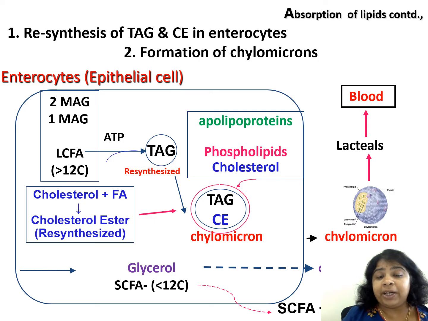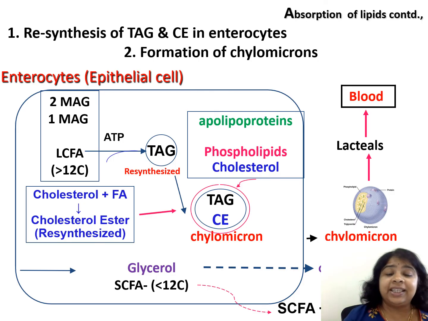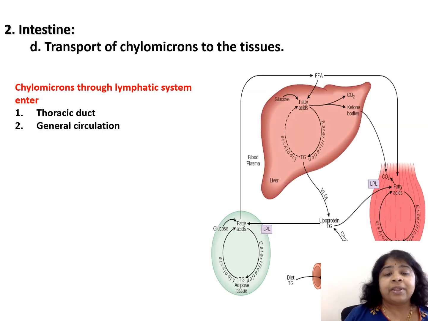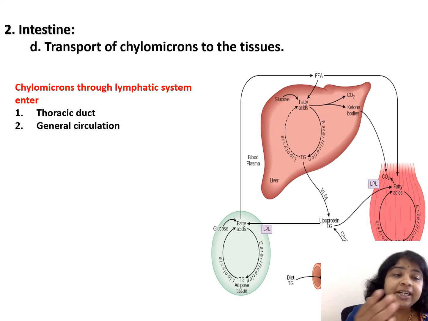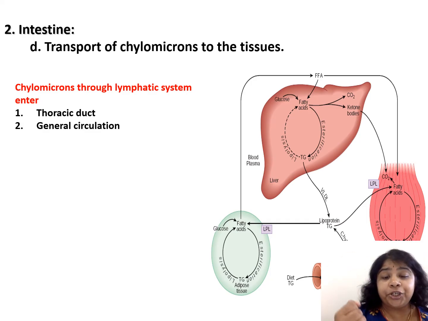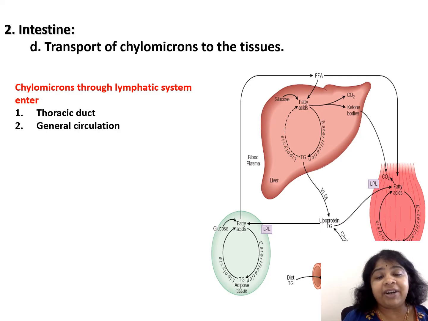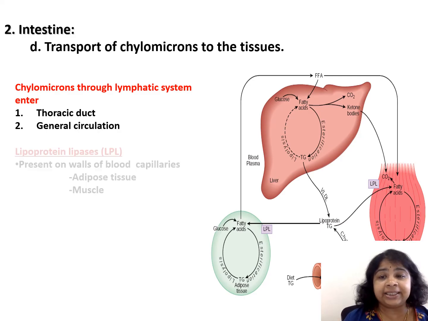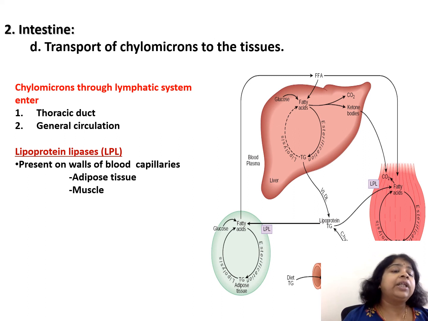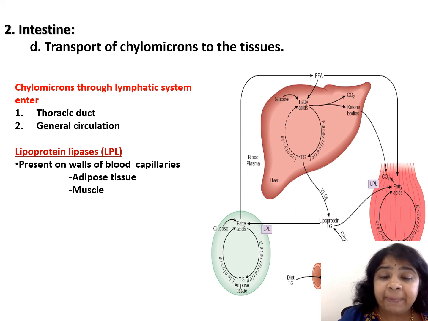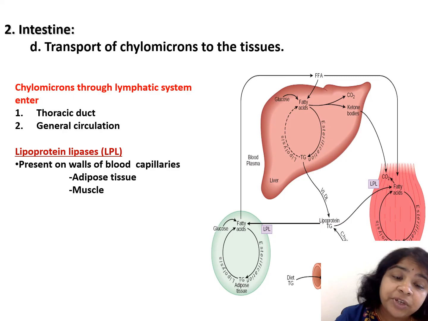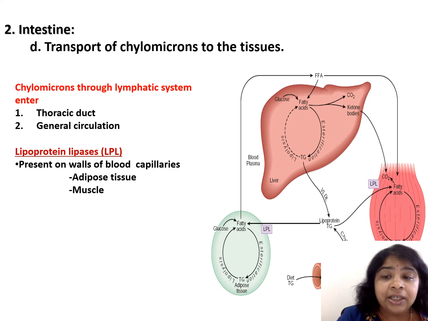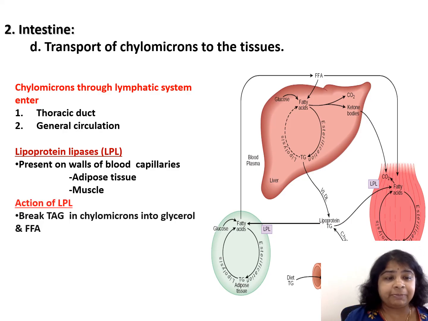These chylomicrons are released into the lacteals and through the lymphatic supply, ultimately they reach the blood and are transported to all tissues, where the tissues which require fatty acids will take up these free fatty acids and utilize them. There is an enzyme, lipoprotein lipase, present in the capillary walls which will act on the triacylglycerol to release free fatty acids.